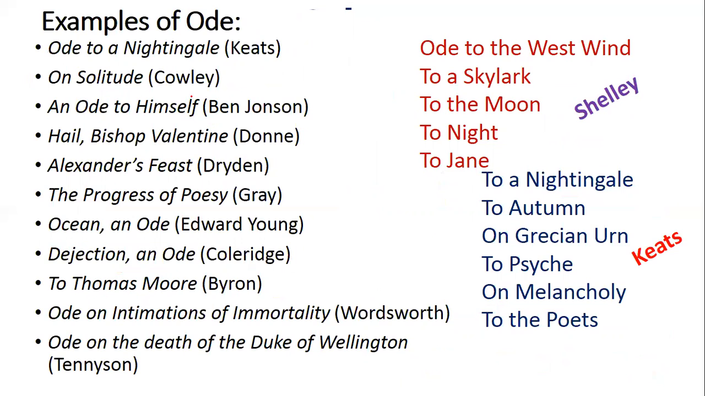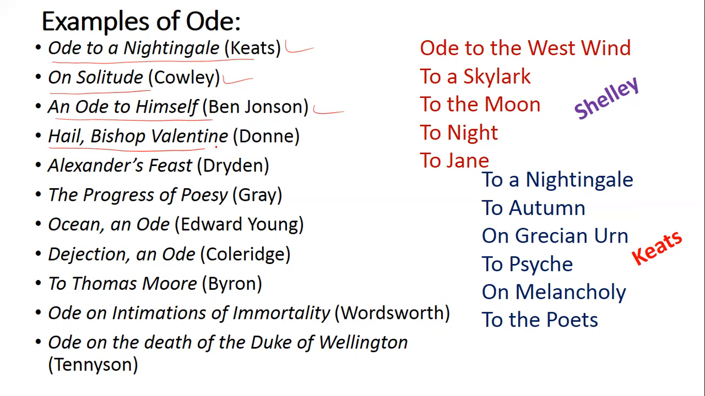You can see so many examples I have enlisted here. You can note these examples in your notebook for your future reference in your exams. So friends, first of all, John Keats, very important one, a figure in literature. He wrote Ode to a Nightingale. Ode to a Nightingale, very famous ode by him. Then On Solitude by Abraham Cowley. Then an ode to himself by Ben Jonson is there.